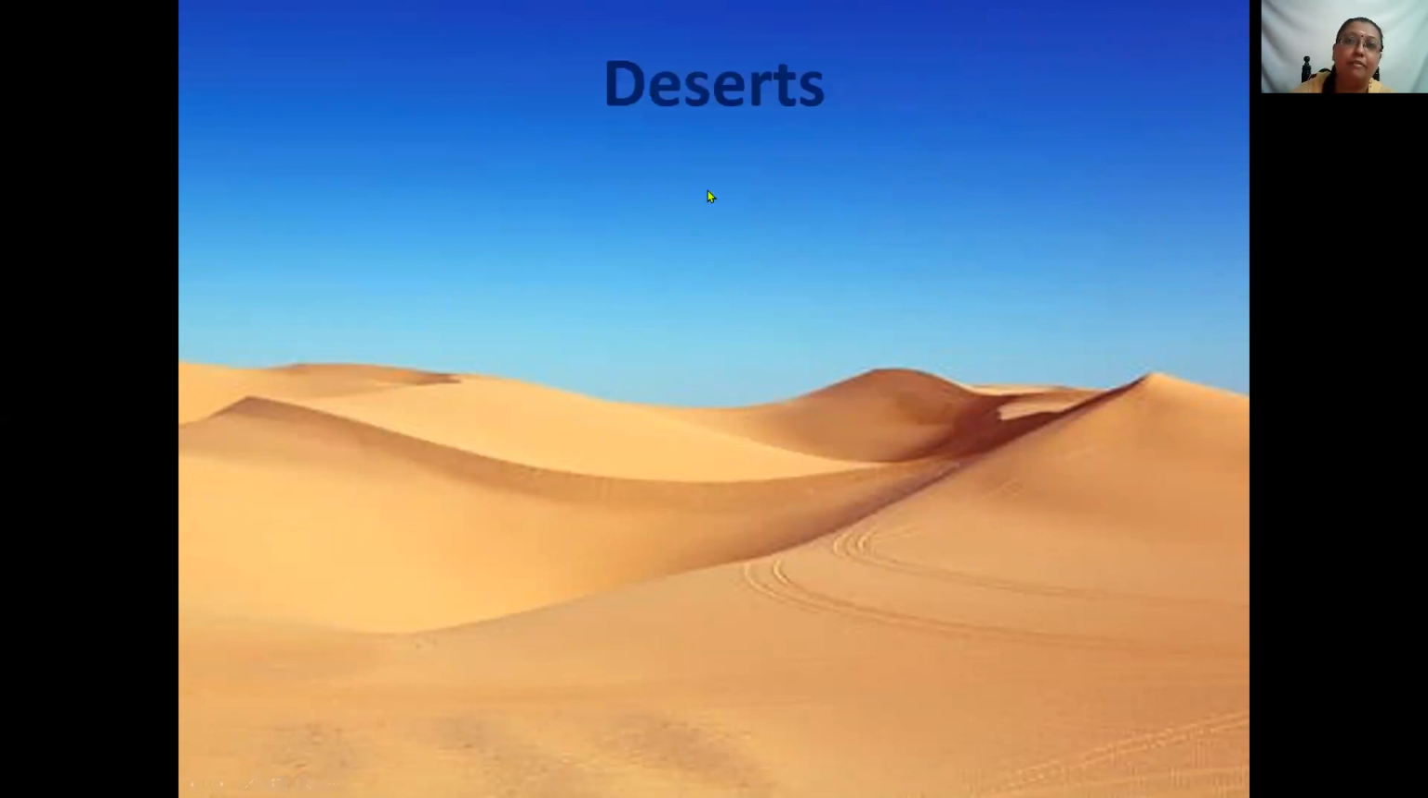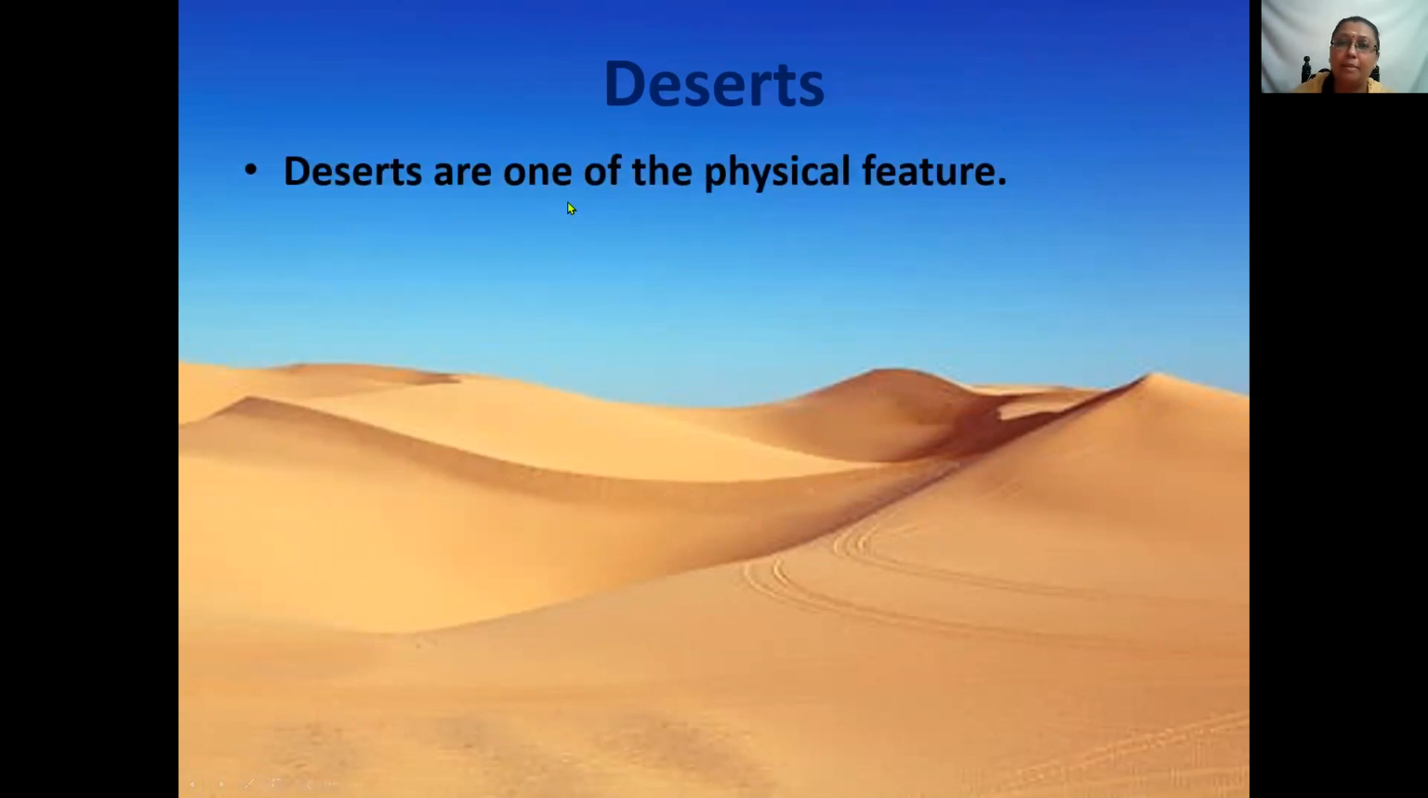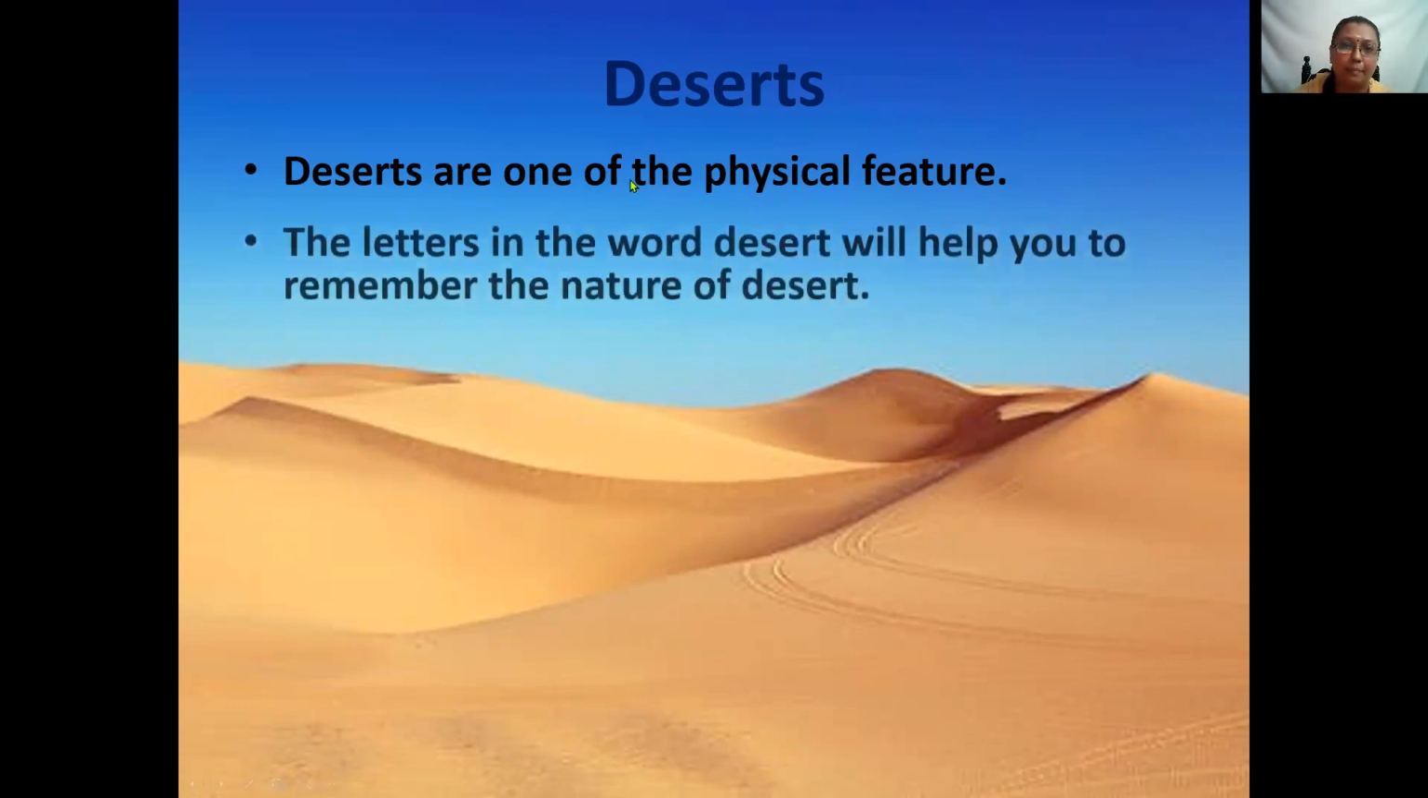First, let us start with the definition of desert. When I say desert, you will remember certain things, right? What do you remember? The very first thing that comes to your mind is the sandy area. As you see in the picture background, the very first thing you can imagine is a very sandy area. Deserts are nothing but one of the physical features of the earth. Just like we have mountains, plateaus, coastal plains, and normal plains, deserts are also one of the important physical features of the earth.